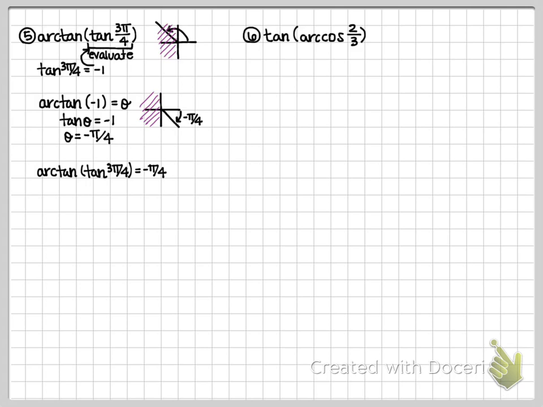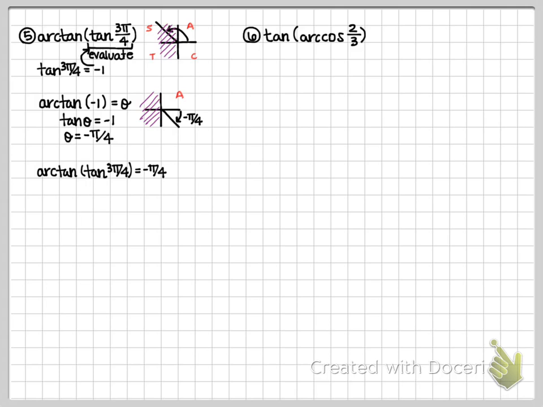Why does this work? Well, because of the ASTC information I told you guys a while ago. Remember, all, sine, tangent, cosine.